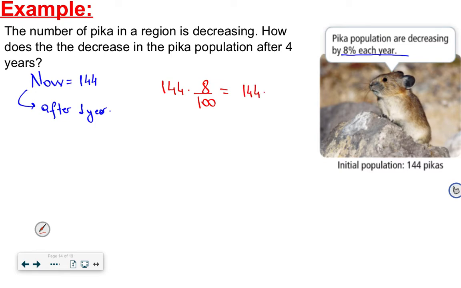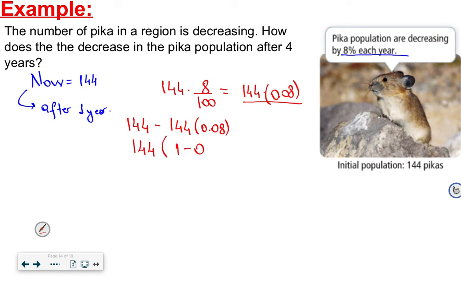So if you calculate this, you will get 144 times 0.08. This is the number. If you subtract this from the 144, you are going to understand the exact population after 1 year. So what am I going to do? If I get the greatest common factor, parenthesis 144, you will get 1 minus 0.08. This is the population after 1 year.